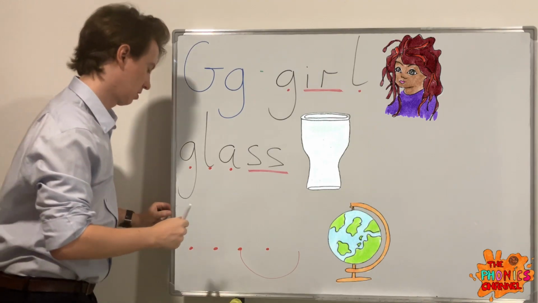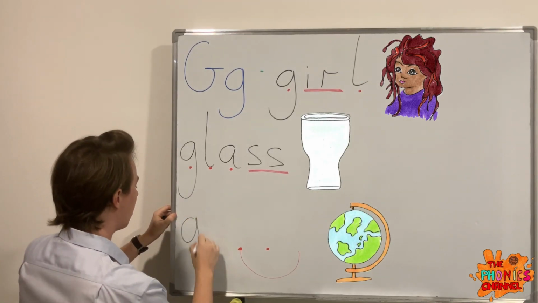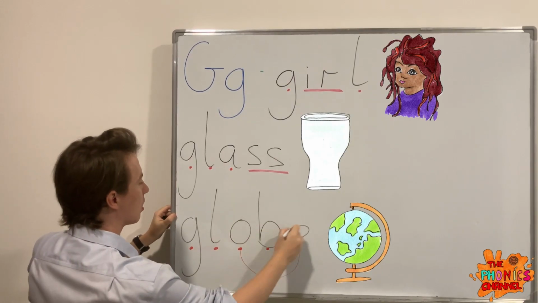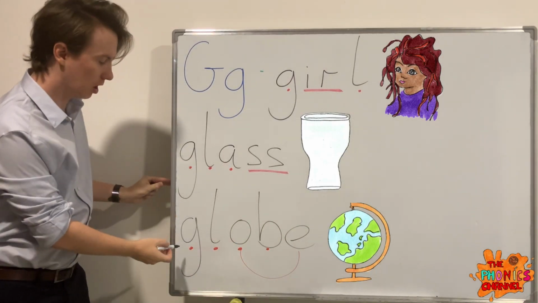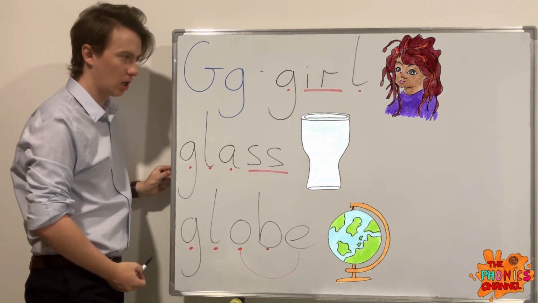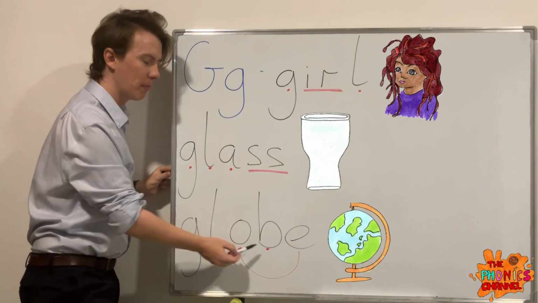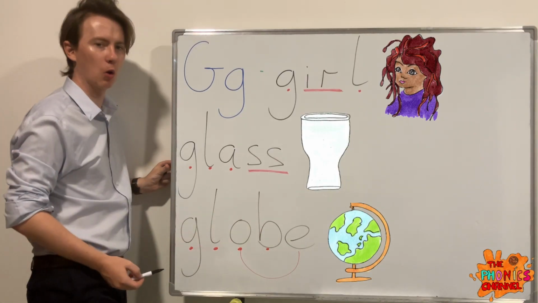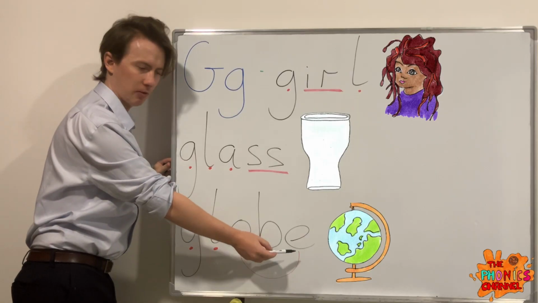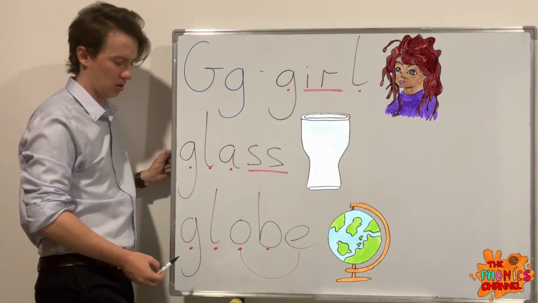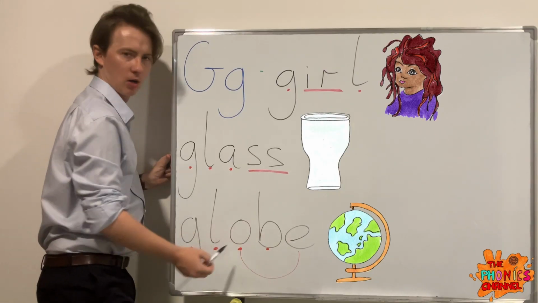And our last one is globe. Globe. G, l, o, b. Globe. We've got the g, l together again, so it makes the gl sound. Gl, o, b. Globe. Here we have a split digraph where the e is joining the o to make the o sound. Gl, o, b.